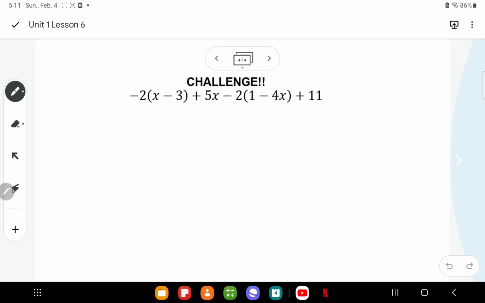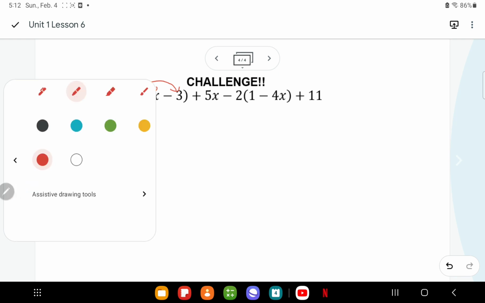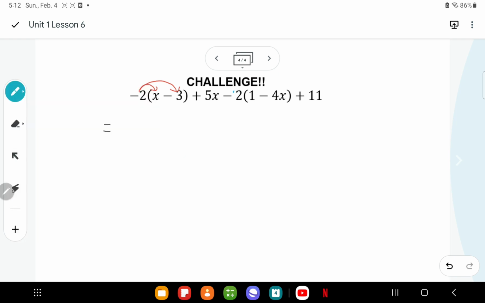Okay, this last one is a bit of a challenge, but I think we can do it. So let's take a look. Here we've got this negative 2. It's going to multiply into the bracket that directly follows it. So I'm going to multiply this negative 2 in here, and then it stops. A lot of people will make the mistake of continuing to multiply and multiplying that negative 2 by something after the bracket. It stops at the end of the bracket. Then I also have this negative 2, and I'm going to multiply it in just to the stuff in the bracket. It doesn't keep going to the 11 though.